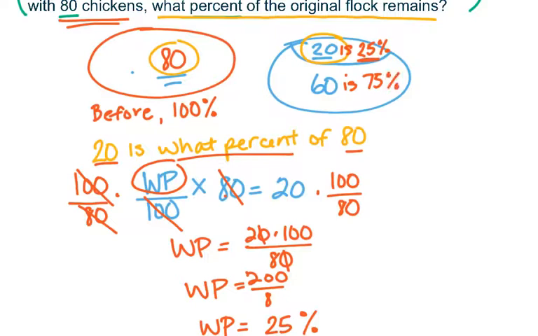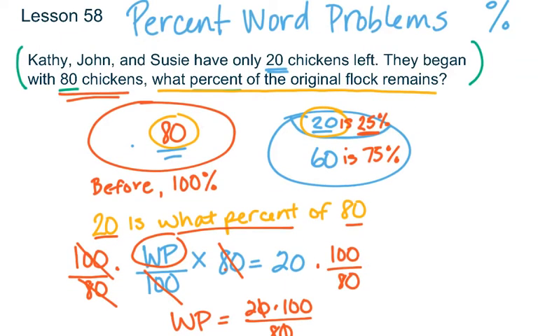60 is representing 75%. So what that really means in the problem we were solving is if Kathy, John, and Susie started out with 80 chickens, went down to only 20 chickens, that means they lost 75% of their flock and only kept 25% of their flock.